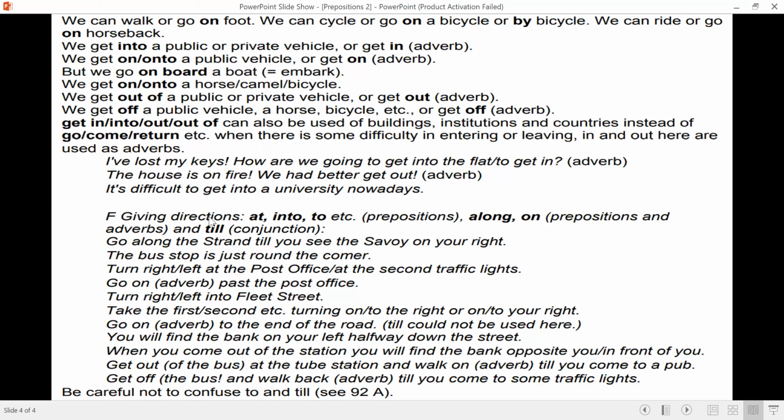So at, into, to, etc., prepositions, and adverbs, and conjunctions. These are the other prepositions, and for these prepositions, you can find the examples over here in slide number 4. And in the next lecture, we will discuss some other prepositions, like at, in, into, the difference between on, to, in, into, at, in, etc. And we will also discuss prepositions like above, over, under, below, beneath, between, among, etc.